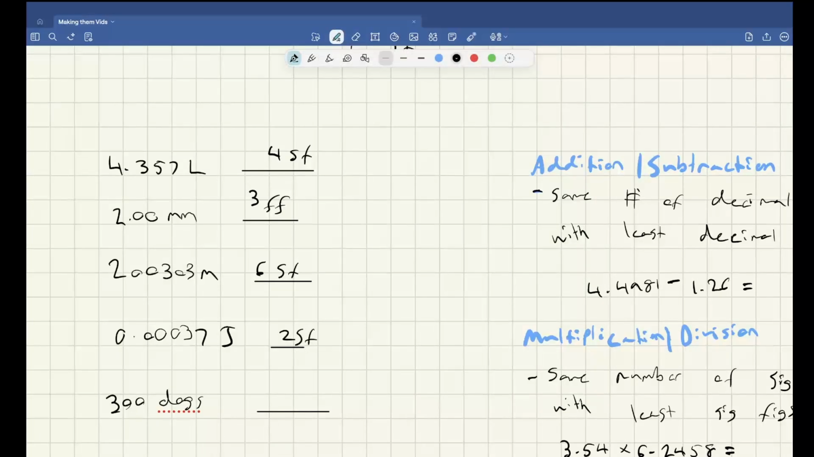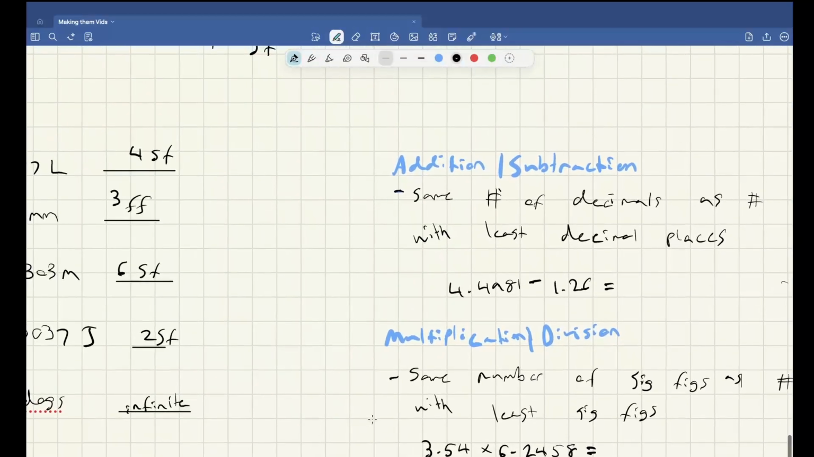Apologies. And here, 300 dogs. So you might be tempted to say it's 1 sig fig, but it's actually infinite. The reason that it's infinite is because it's a counted number, because you're counting exactly this. You can't really approximate a dog, so that's exactly why.